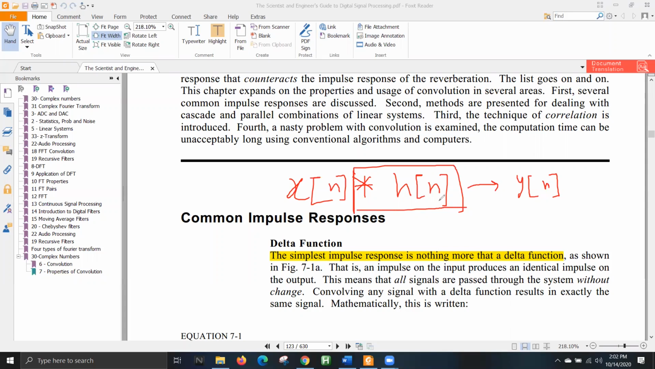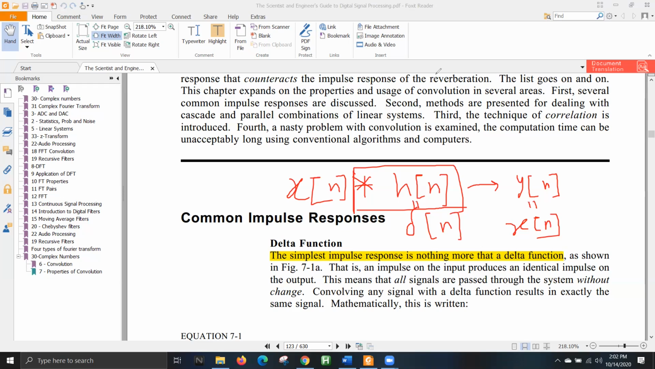What if that impulse response is a delta function itself? That means what if h[n] is equal to delta[n]? What will happen in that case? y[n] will basically be x[n]. That means x[n] convolved with delta[n] is x[n]. Okay, so the delta function is like the identity function, the identity operation. Convolution with the delta function is equivalent to the identity operation.